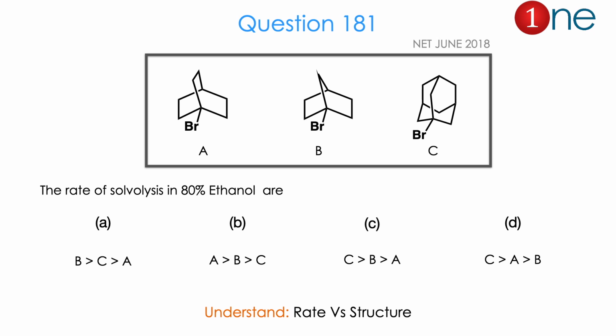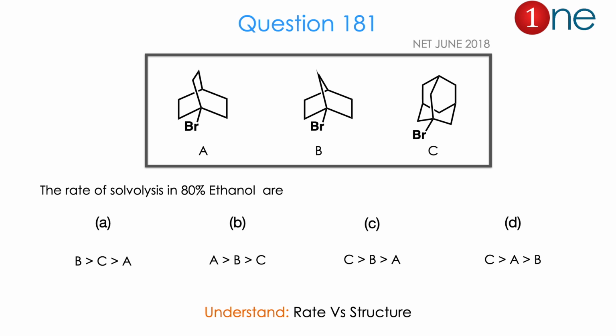Let us see the first question. They have given the structures A, B, C. A, B, C are bicyclic or tricyclic compounds. They differ in the bridged carbons. A is a bicyclic compound with 2 bridged carbons and bromine, B has 1 bridged carbon with bromine, and C is a completely adamantane system with bromine.